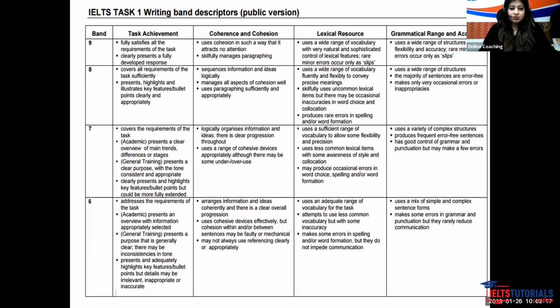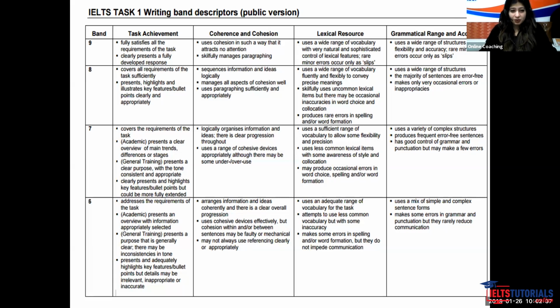So there's this first bullet point that says covers all the requirements of the task sufficiently. What is the requirement of my task? The requirement of my task is that you make relevant comparisons. Okay, now what is the second one? Presents, highlights, and illustrates the key features.